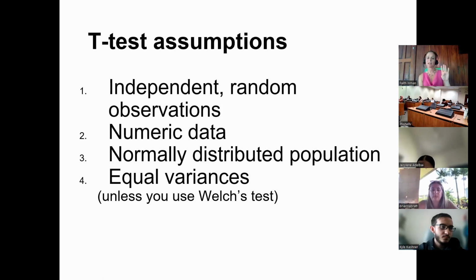The fourth assumption is equal variances, and some people leave this one out because you can also do a Welch's test. I think by default R does the Welch's test, which does not assume equal variances, and that's pretty easy to do. So you may or may not need equal variances among the samples.